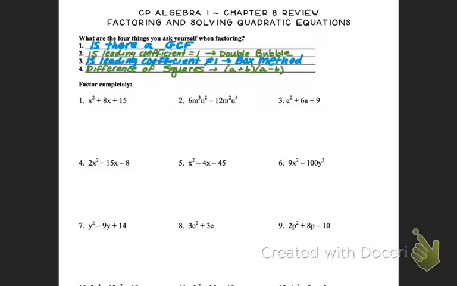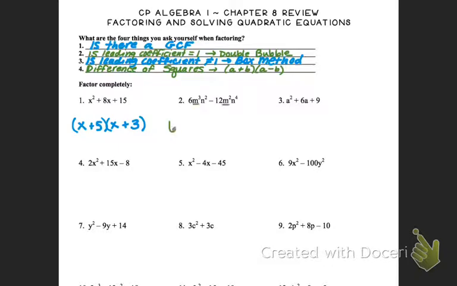So what we need to do is decide, is there a GCF? No. Is the leading coefficient 1? Yep, so we can go right to the double bubble. So x times x has to be x squared. Then what multiplies to 15 and adds to 8? That's going to be positive 5 and positive 3.